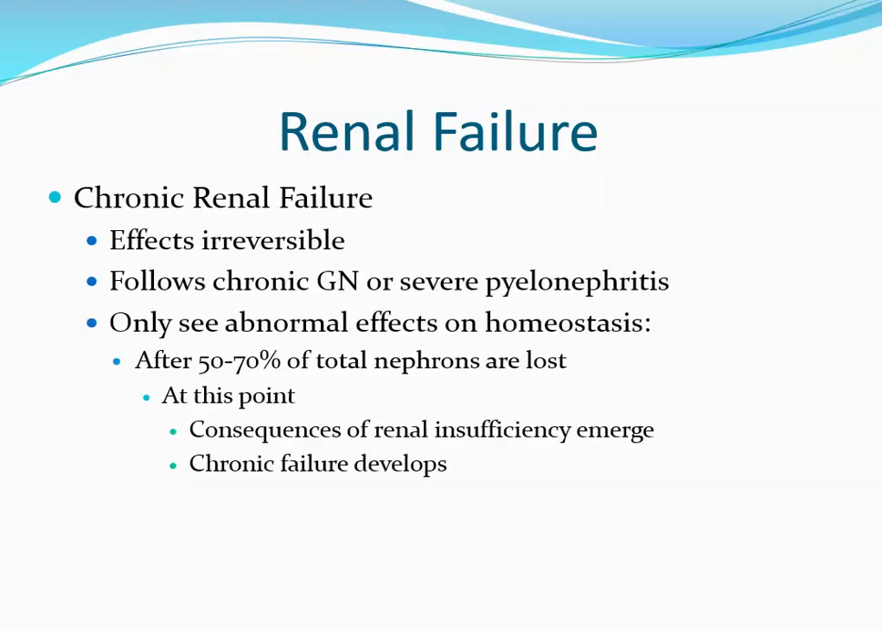In chronic renal failure, the effects are irreversible. This typically follows chronic glomerular nephritis or severe pyelonephritis. You will only see the abnormal effects on homeostatic regulation and excretion after somewhere between 50 and 70% of the total nephrons are lost. At this point, the consequences of renal insufficiency emerge and chronic renal failure develops.